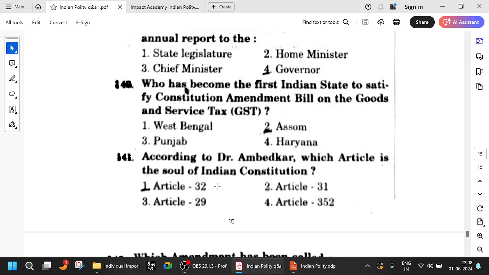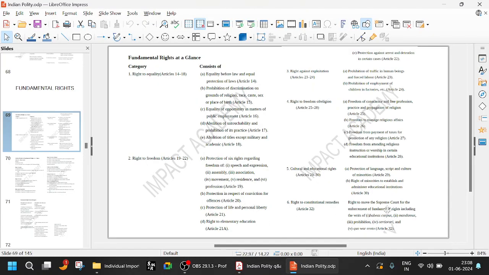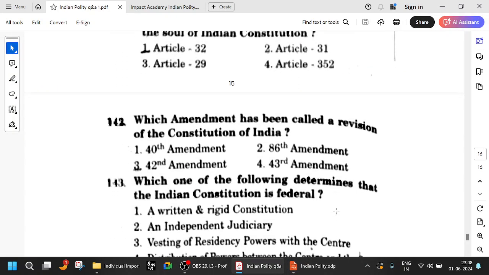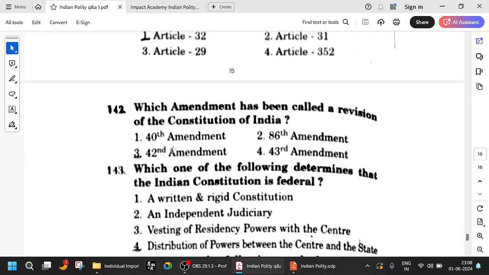32 is writ jurisdiction of the Supreme Court. 31 is repealed, right? This is 32. Okay, 31 is repealed. 352 is national emergency. Which amendment has been called a revision of the Constitution of India?